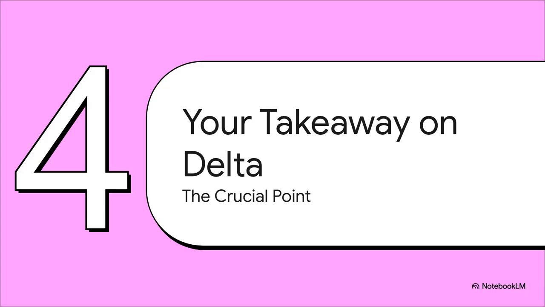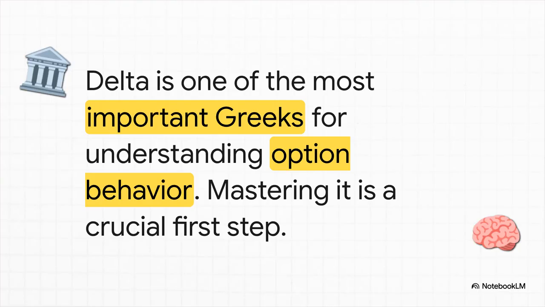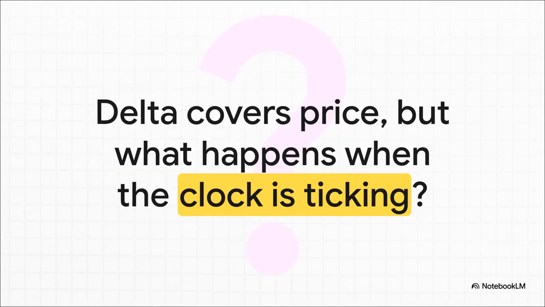So after all that, what's the one thing you absolutely have to walk away with? Let's boil it all down to the single most crucial point. Look, delta is your foundation. It's the first and, honestly, the most important of the option Greeks you need to learn. Why? Because it governs that fundamental relationship between your option and the stock it's tied to. If you can master this one concept, you are seriously on your way to understanding how options actually behave out in the real world.